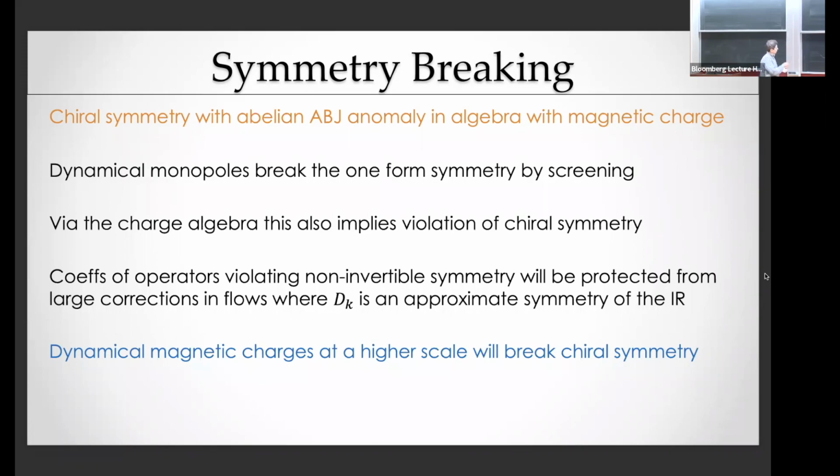Okay, so this is similar in spirit to what we had before. The chiral symmetry with an abelian ABJ anomaly is in some kind of algebra with the magnetic charge, which is a one-form symmetry. And if you have dynamical magnetic monopoles, that will break the one-form symmetry. The magnetic version of this stringing effect that we talked about before. And via this algebra that we have just talked about, that will get communicated to a violation of the chiral symmetry.